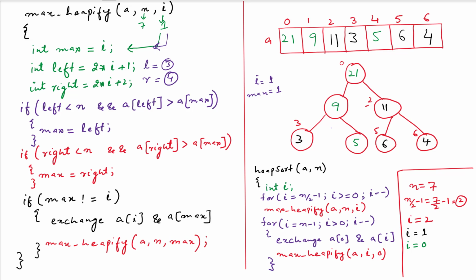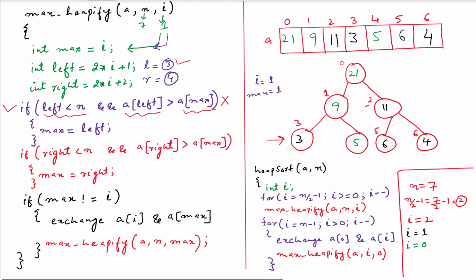And now we will come to this first if condition, and we will check if left is less than n. Left is 3, yes, it is less than n, and a of left is greater than a of max. A of 3, that is this element, is it greater than a of max? Okay, a of max is this 9. No, this is not true and this will not work.